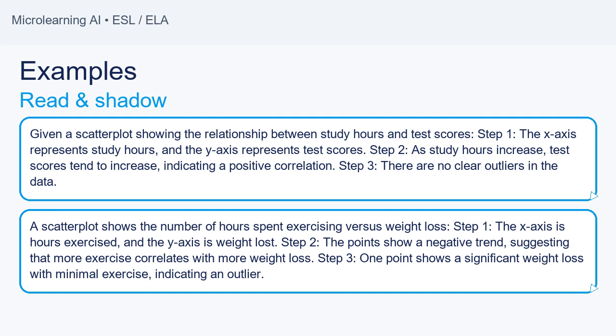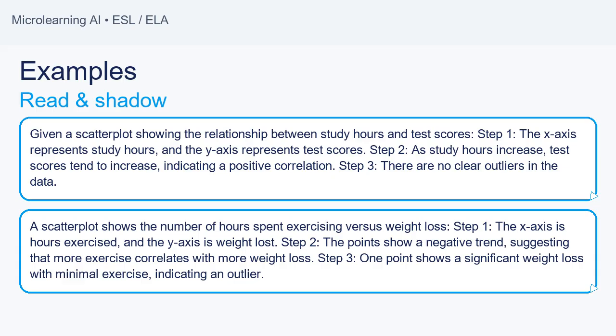Repeat after me. Given a scatterplot showing the relationship between study hours and test scores. Step 1. The x-axis represents study hours, and the y-axis represents test scores. Step 2. As study hours increase, test scores tend to increase, indicating a positive correlation. Step 3. There are no clear outliers in the data.